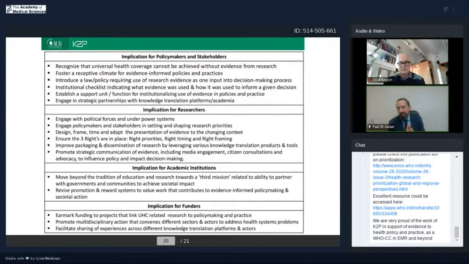I think the key thing I'm trying to say here is recognizing that universal coverage cannot be achieved without evidence, but also that evidence and research in themselves are not enough. So that's why you need to create that climate to inform and to promote evidence-informed policies. This is very important. That's why my message for researchers is: we need to engage better with political forces, understand the power system, and engage with policymakers in a regular fashion.